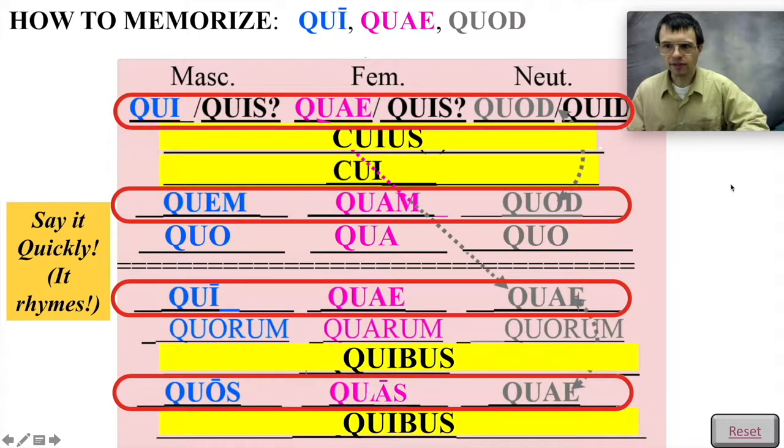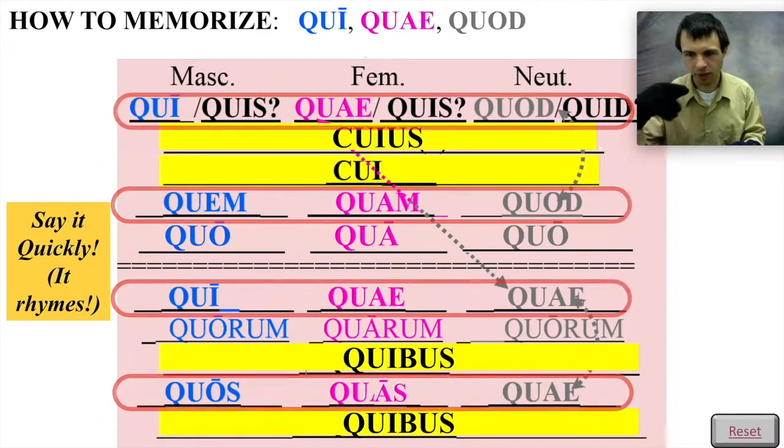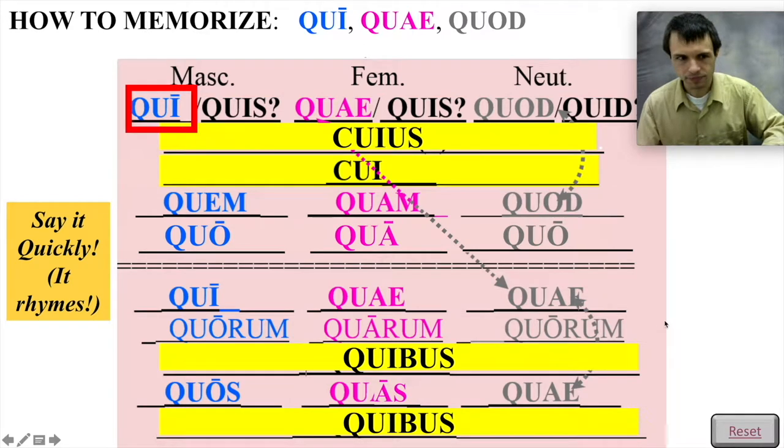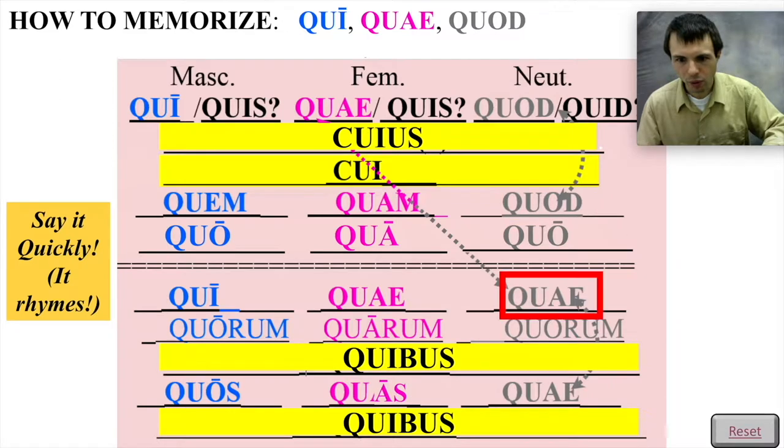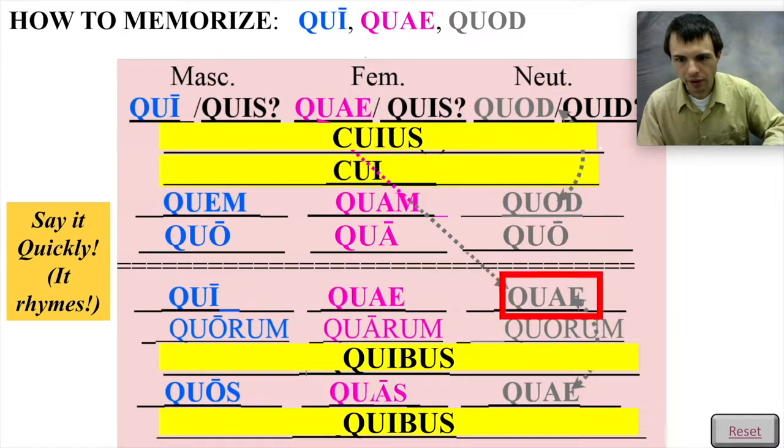So that leaves just the nominative and the accusative lines. So here's how you remember the nominatives and accusatives. It goes like this: qui, quem, qui, quos, quae, quam, quae, quas, quod, quod, quae, quae.